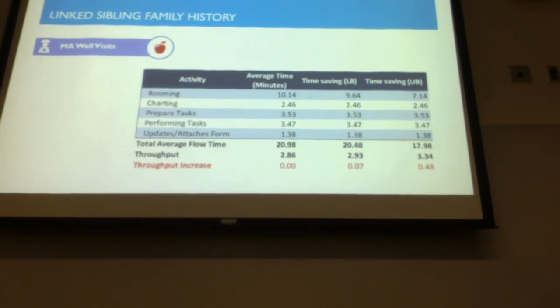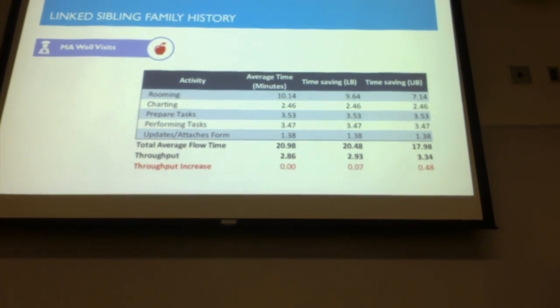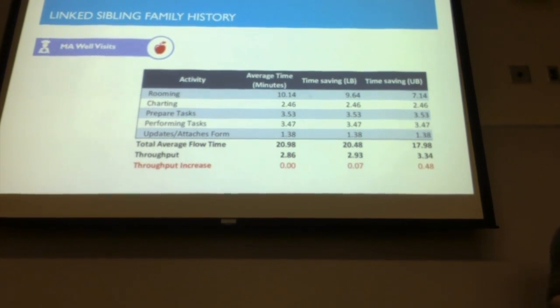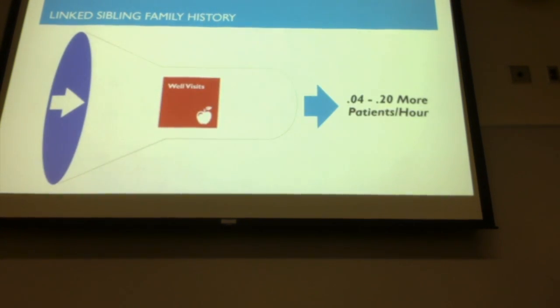So this would apply on the MA side for well visits, and we would see a throughput increase between 0.07 patients per hour to 0.48 patients per hour. As you can see, we're pretty unsure about the time that this would actually save, but we think it would be somewhat significant because family history does usually take a long time for well visits to fill out. This only applies to well visits, as I said, and the total system impact of focusing on this would be between just 0.04 to 0.2 more patients per hour per provider. I'm going to pass it back off to Priya, and she's going to talk about process redesign and technology improvement.